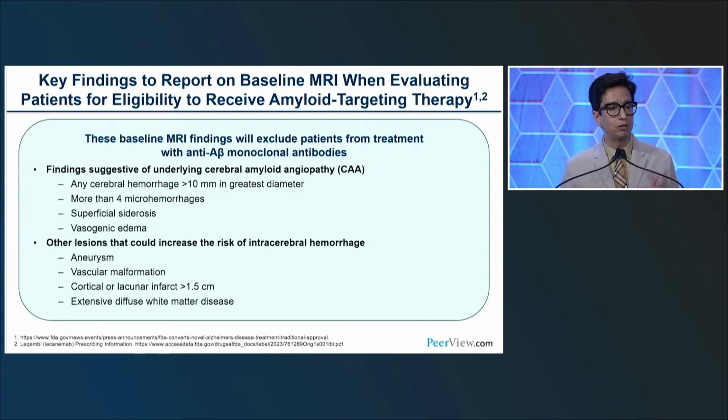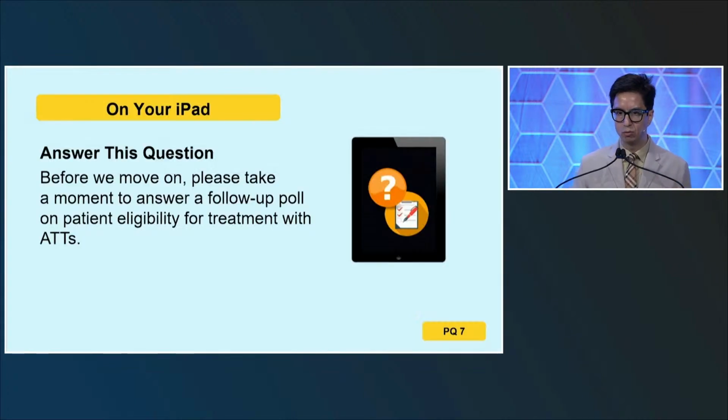But there are other factors that could also generally increase the risk of intracerebral hemorrhage that are important to track and report, including aneurysms, vascular malformations, infarcts greater than 1.5 centimeters, and extensive diffuse white matter disease, so Fazekas 2 or 3, kind of that increased confluence of FLAIR hyperintensities around the ventricles will be important to track as well.